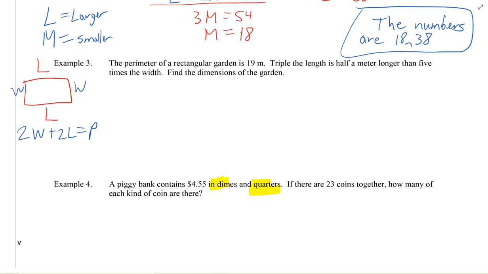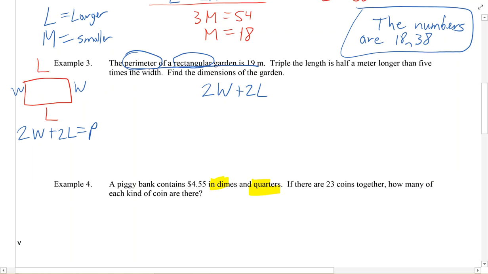Okay, so the very first sentence, the perimeter of a rectangular garden is 19. So right away you know the first equation. What is it? That's right, 2w plus 2l. You have to know that as soon as I say perimeter of a rectangle, you can write down 2w plus 2l. And then the word "is" often indicates the equal sign with word problems. So equals 19. All right.